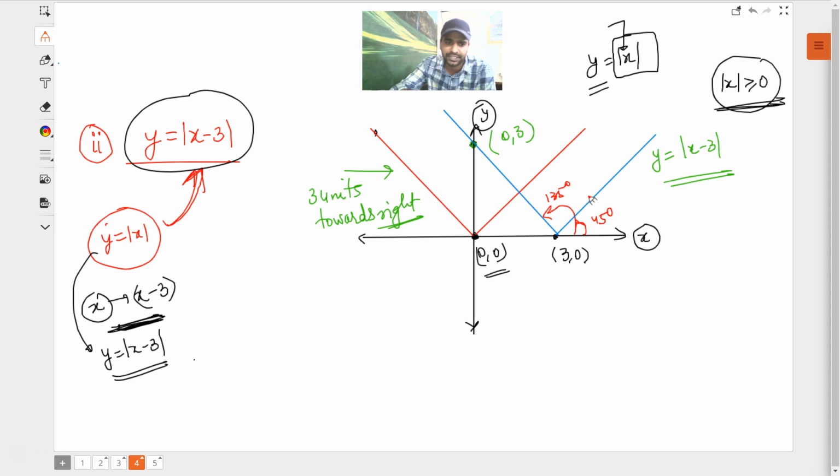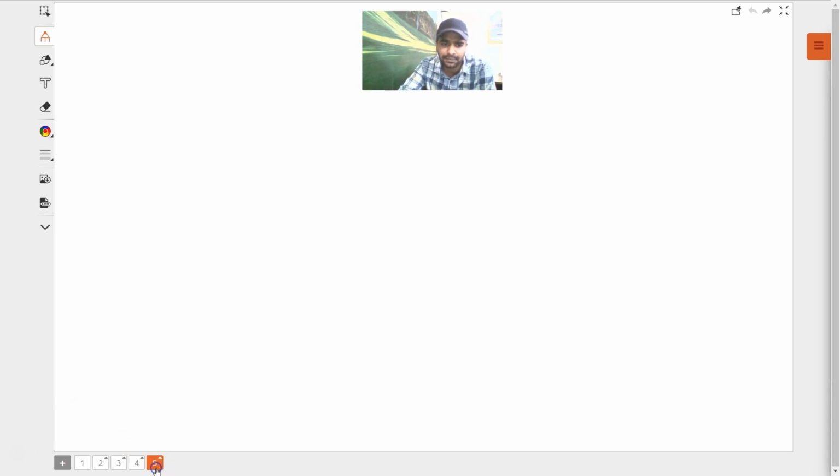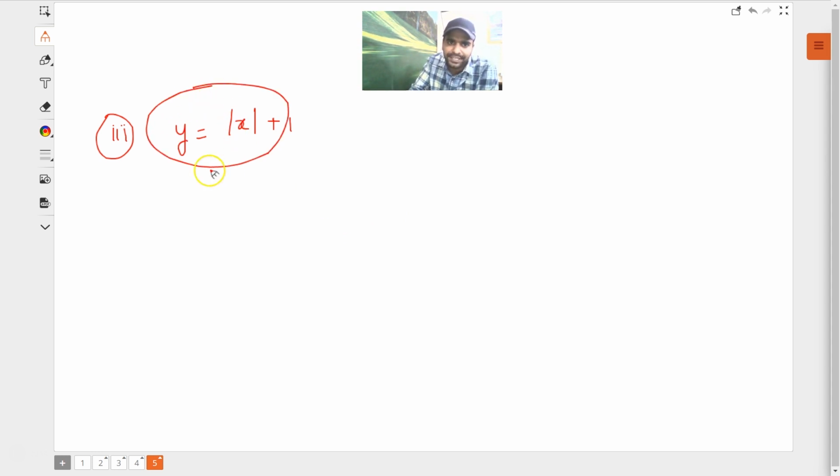Is everybody clear with these things or not? Clear or not? Give me a thumbs up, guys, if you got it. Okay, I'll take one more example, guys. Okay, superb. You guys are going to kill it, yeah? Okay. y is equal to mod x plus 1. If I want to draw the graph of this, how to reach this graph?